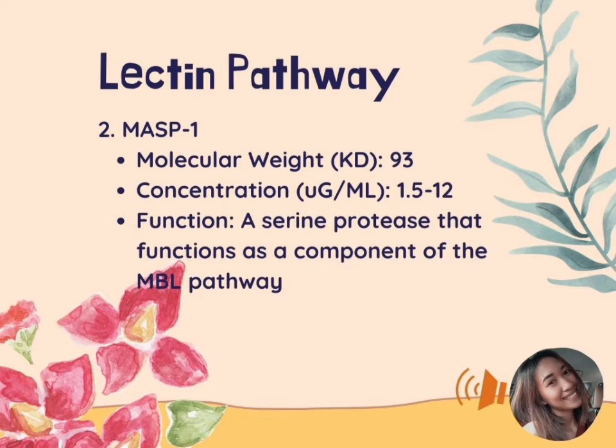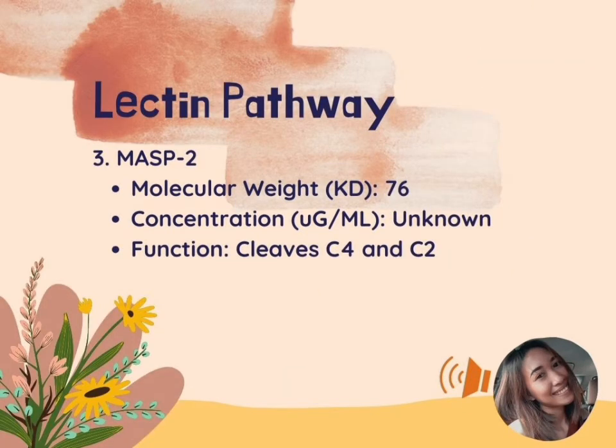MASP1, or the MBL-associated serine protease 1, has a molecular weight of 93 kD and a concentration of 1.5 to 12 mg per ml. MASP1 is a serine protease that functions as a component of the MBL or the lectin pathway of complement activation. MASP1 is synthesized as a zymogen and is activated when it complexes with the pathogen recognition molecules of the lectin pathway, the mannose binding lectin and the ficolins. MASP2, or the MBL-associated serine protease 2, has a molecular weight of 76 kD and has an unknown concentration. It cleaves C4 and C2, forming the C3 convertase, and has been considered as the autonomous initiator of the proteolytic cascade, and it is associated with pneumococcal diseases.